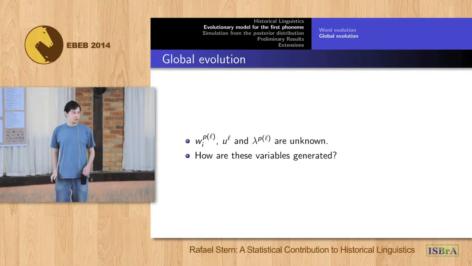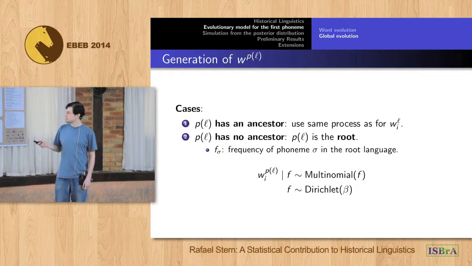But then, in order to generate this model, we were treating the sound changes that occur, the frequency of irregular outcomes, and the words in the proto language as known, and they are not known. So now we'll talk about how these random variables are generated according to our model, and how to do inference on them.